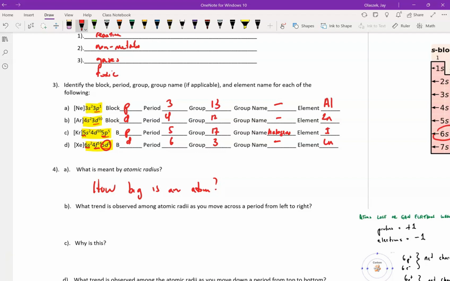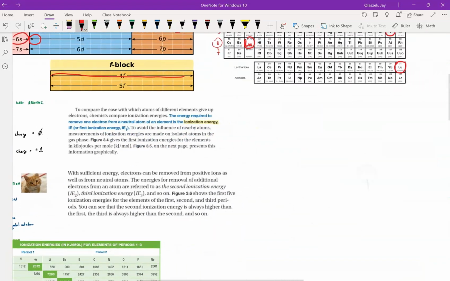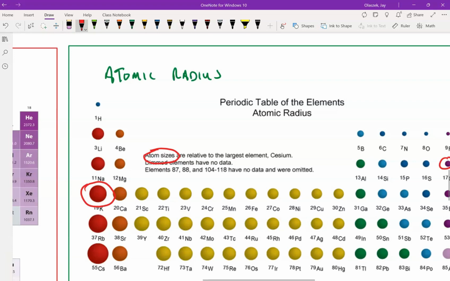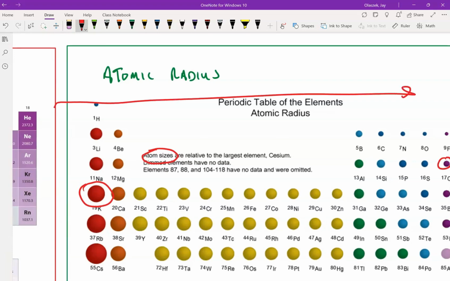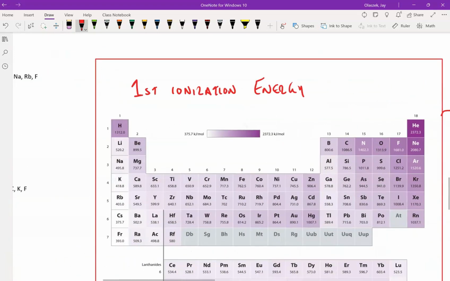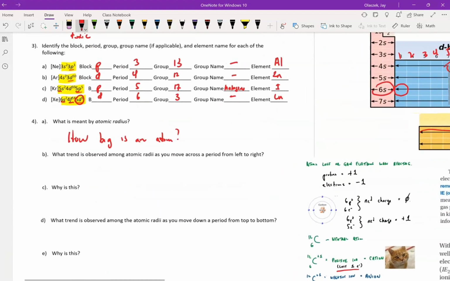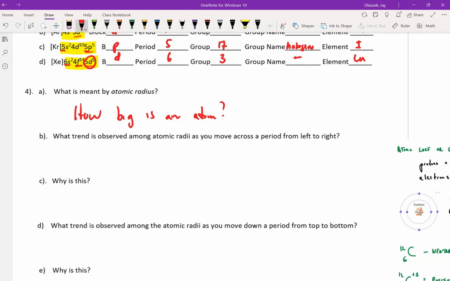What trend is observed across a period from left to right with atomic radii? Here's this table. And it tells us that as you move from left to right, the radius decreases. So we'll answer this question by saying, what trend is observed among atomic radii? We'll say they get smaller from left to right.